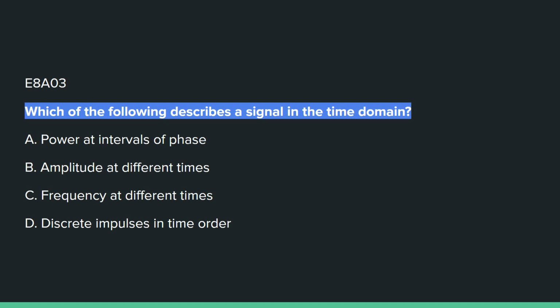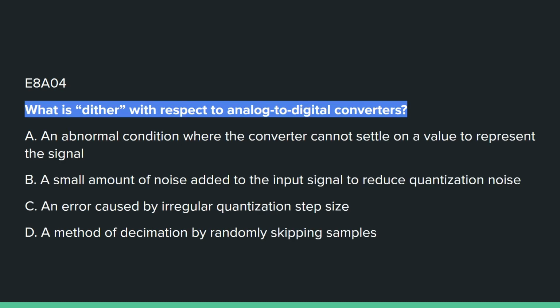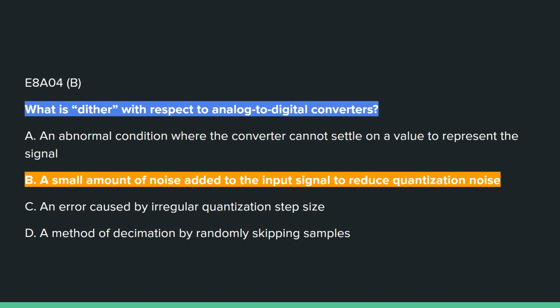E8A03, which of the following describes a signal in the time domain? That's B. Amplitude of different times. E8A04, what is dither with respect to analog to digital converters? B. A small amount of noise added to the input signal to reduce quantization noise.